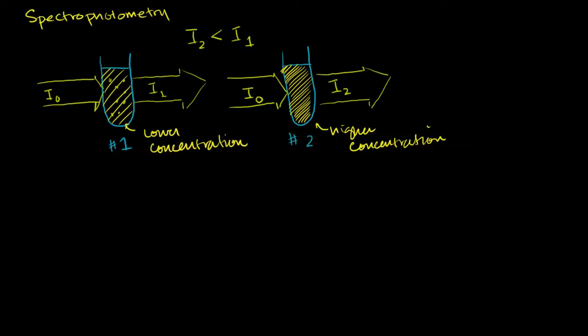So if you have another situation, let me draw another beaker. Say you have another beaker that is twice as wide, and let's say it has the same concentration as number 2. We'll call this one number 3. It has the same concentration as number 2, so I'll try to make it look fairly similar to this.